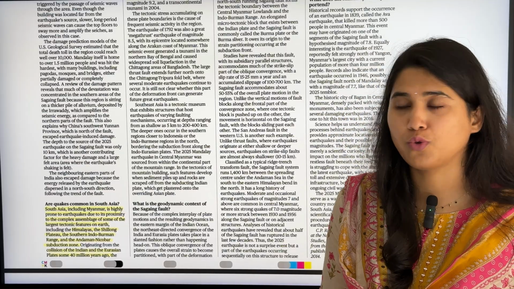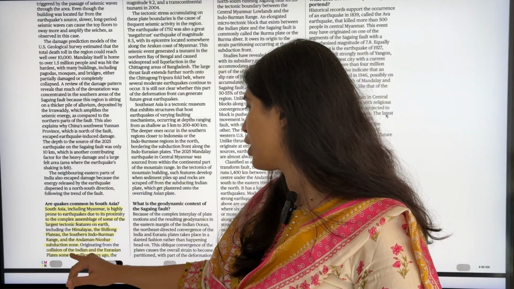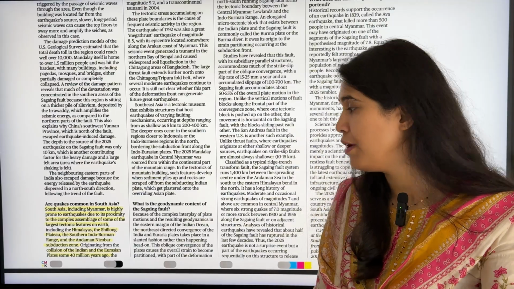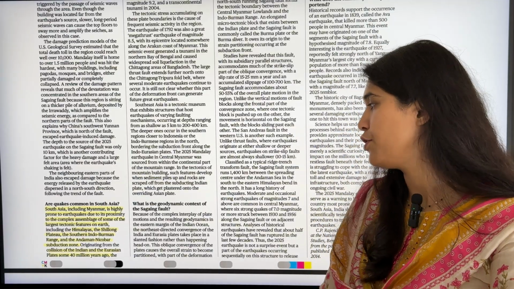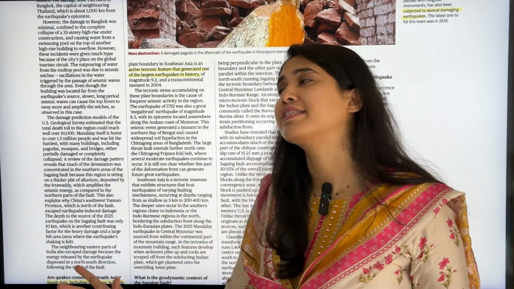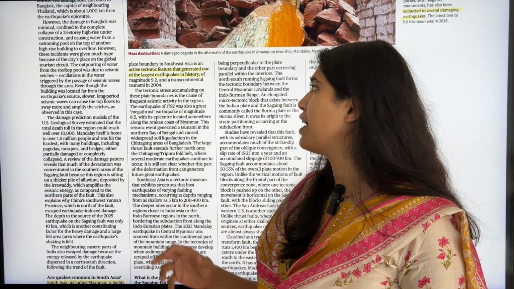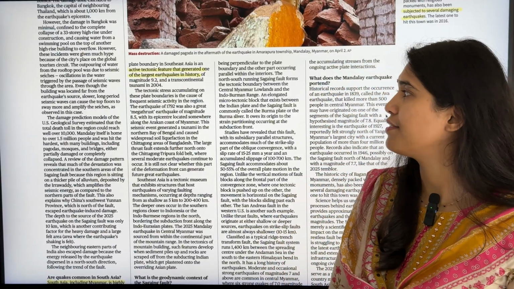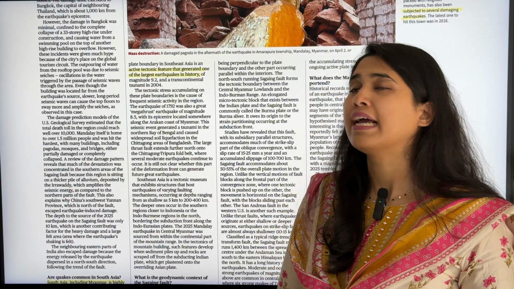Andaman-Nicobar subduction zone. Okay, so it starts from the collision of the Indian and Eurasian plates some 40 million years ago, and then it is leading to several other smaller microplates that are breaking. Okay, in Southeast Asia, it is an active tectonic feature that generated one of the largest earthquakes in history.